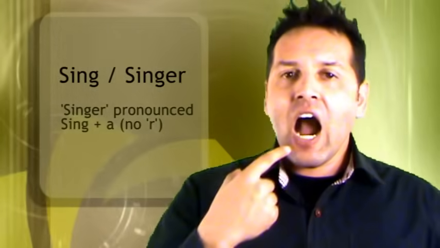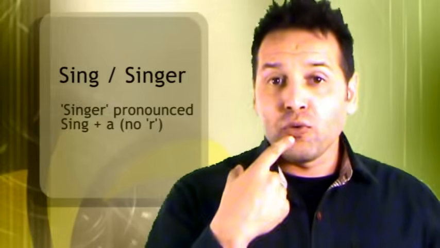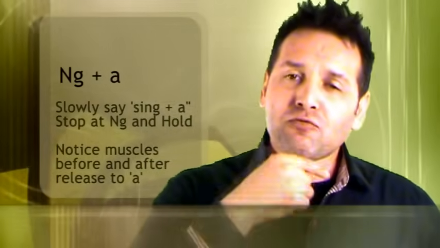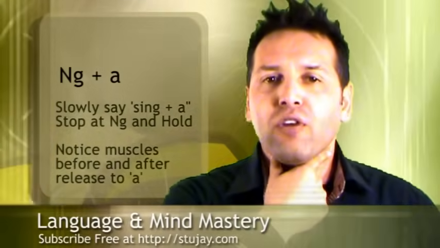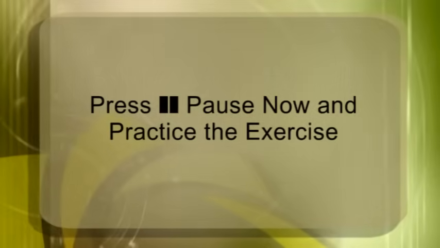As you get to that and then release it, have a feel and really be aware of what your muscles and your throat are doing before and after the release, and see if you can start to mimic that. Sing, sing. See if you can produce that yourself. Then take the e off of it. So press pause now. Okay, and now you're back. Now we're going to go on further.